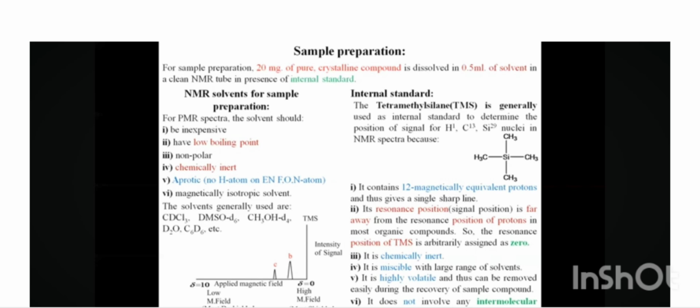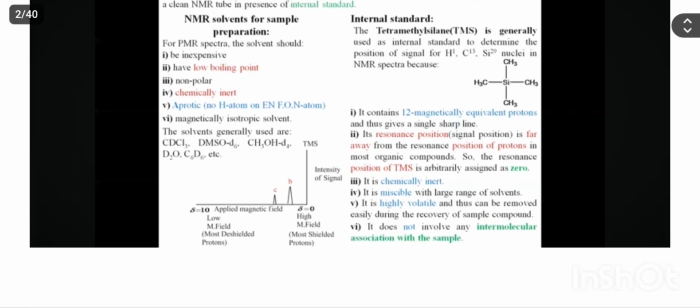The solvents generally used are CDCl3, DMSO-d6, CD3OH, CCl4, D2O, C6D6. TMS contains 12 magnetically equivalent protons, thus gives a single sharp line. Its resonance position is far away from the resonance position of protons in most organic compounds. So the resonance position of TMS is arbitrarily assigned as 0.